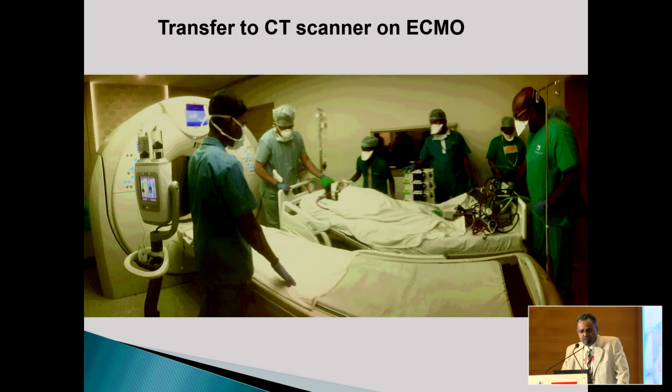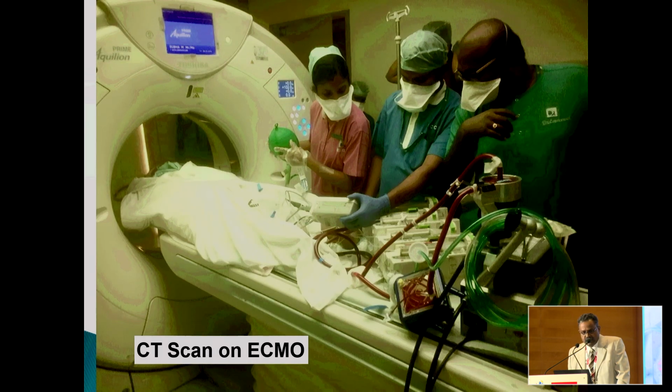So we place the ECMO machine and other things on the bed, and we are transferring this patient to the CT scan. That patient is undergoing a CT scan here. That's how we position the ECMO machine in the CT scanner and then take a CT scan of these patients. All the machine and other things come to the foot end of the patient.